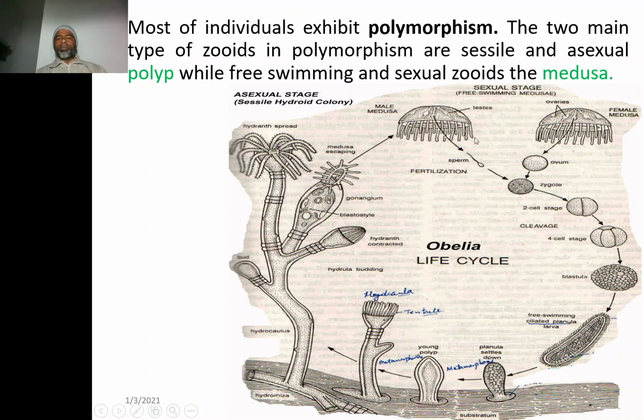And there is another form. This is the free swimming form, which is not attached to the substratum. During this process, you can see the sperm is released from this individual, the ovum is released from this individual.